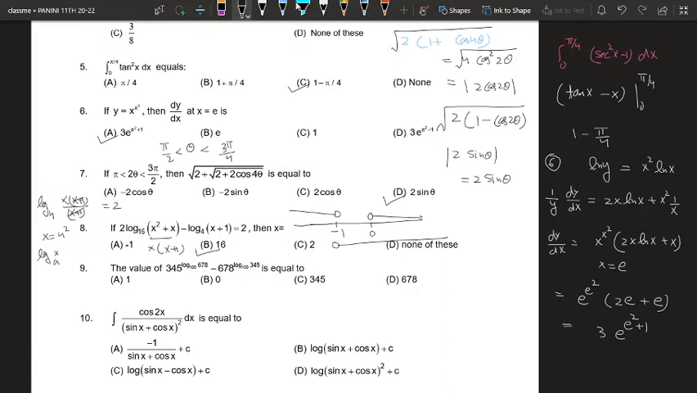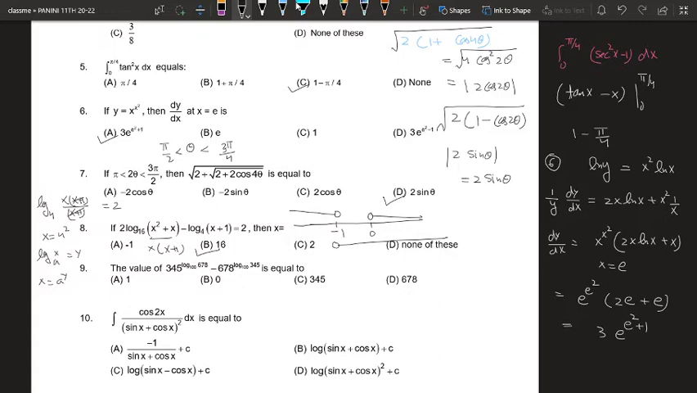Log x base a is equal to y, then x is equal to a raised to power y. So log base 4 x is equal to 2, x is equal to 4 square, 16. Okay, 2 raised to power 4 is also 16. Okay, we come to the next problem.